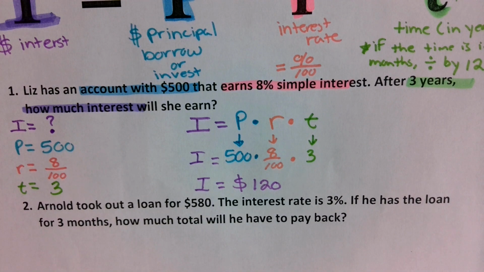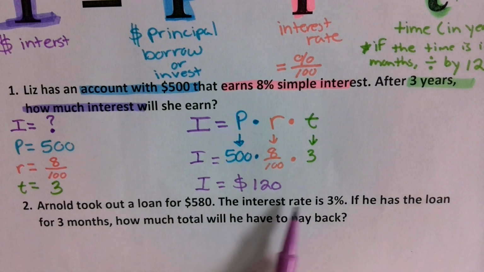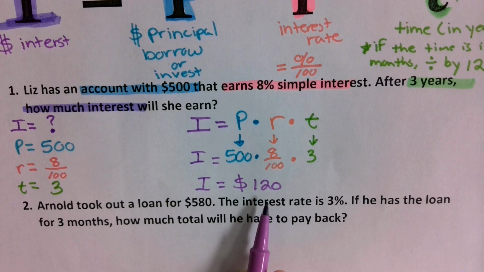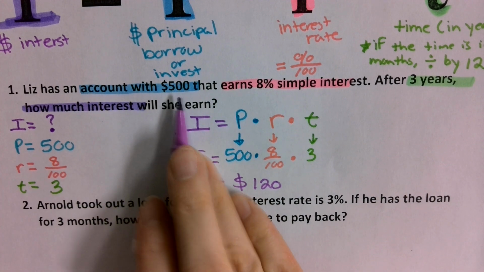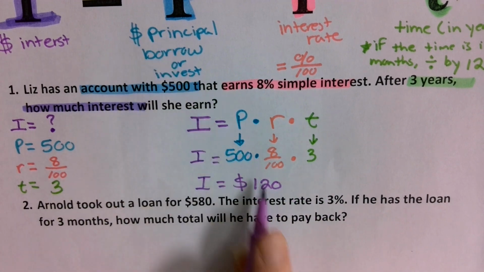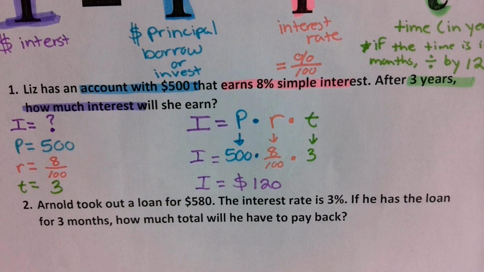Now, if the question asked how much is in her account after 3 years, what do you think we would have to do with that interest? Interest is what you earn. Are we going to add it or subtract it from the account? Add it, right? She's got $500. Now she's earned another $120. You'd add those together if they wanted to know how much she now has. She would now have 500 plus 120, which is 620.